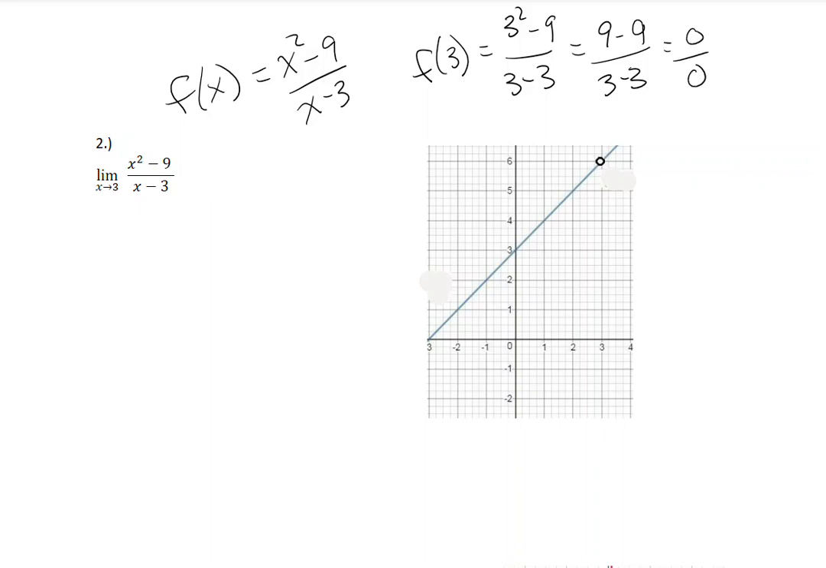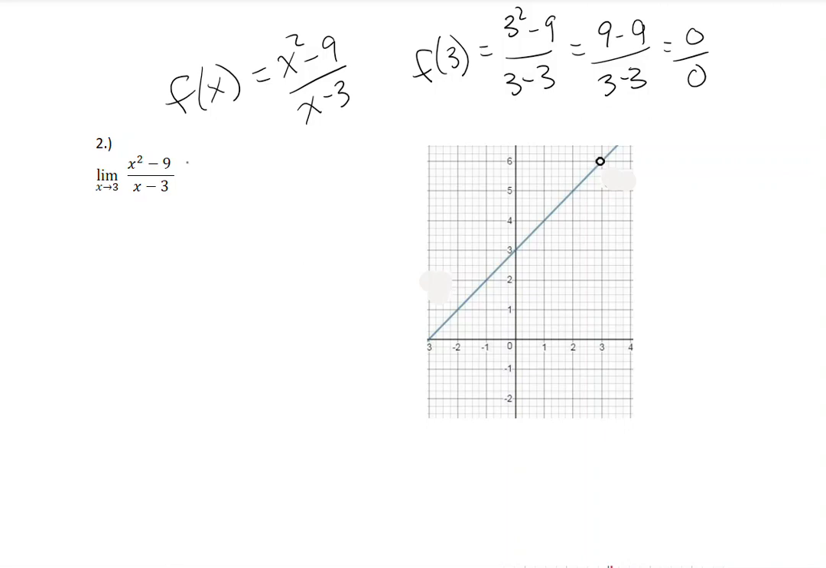Now, obviously, that doesn't work. That doesn't give us a value. This is called an indeterminate form. And so if we try to plug it into the original, we know it doesn't exist. Sorry, indeterminate form. So it doesn't work when we plug it in.